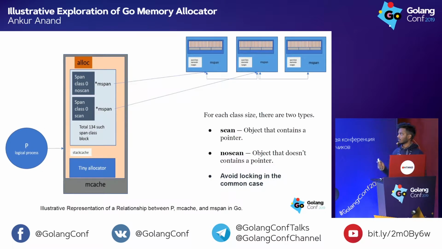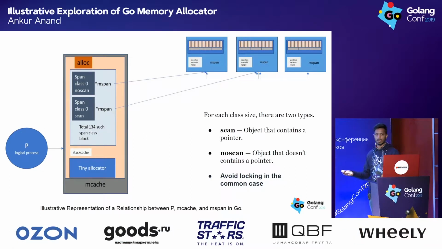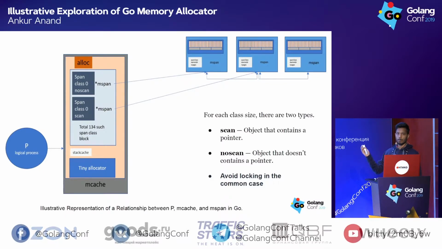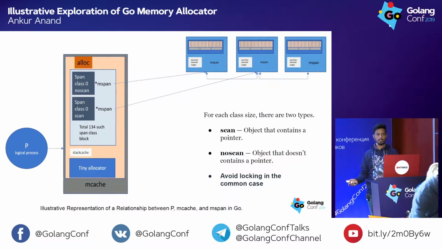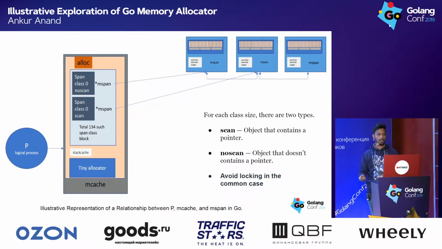Okay. So we have an mcache. What it does is pre-allocate up to 32 kilobytes of memory, divided into mspans of each size class, and keep it with itself. What this does is, because only one Go routine can run on a logical processor P, any Go routine that is trying to allocate memory up to 32 kilobytes can directly get it from the mcache.